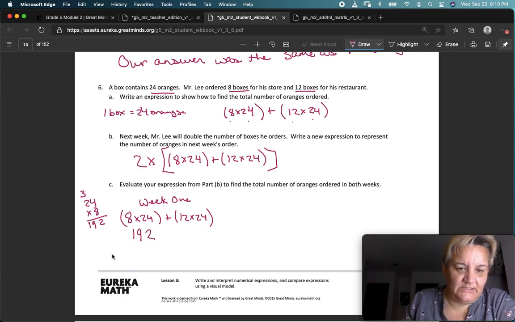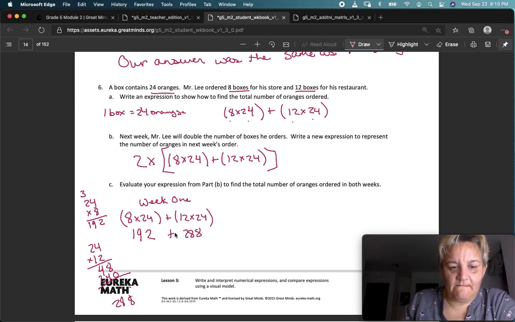And 12 times 24. 2 times 4 is 8. 2 times 2 is 4. Drop the 0. 1 times 4 is 4. 1 times 2 is 2. And we've got 8, 8, 2. Okay, 288. And if I add those together, 192 plus 288, 2 plus 8 is 10, and so on, is 480. Okay, so I'm actually going to erase my work a bit there. And it equals 380 is my answer.